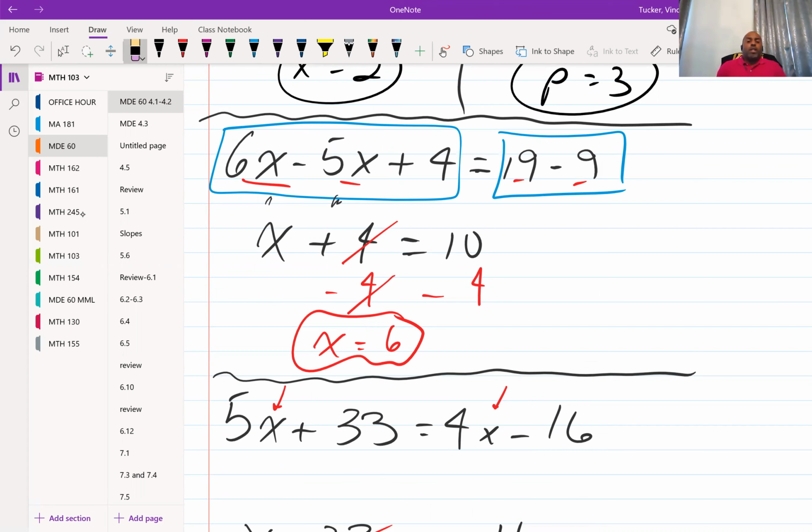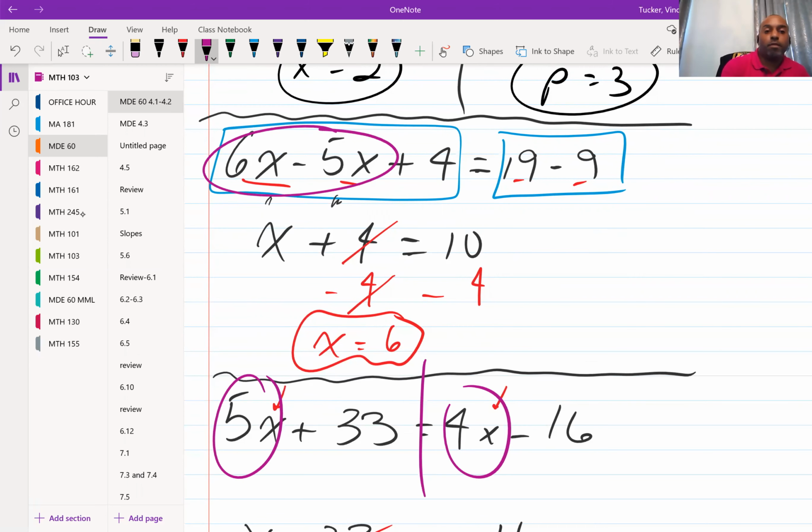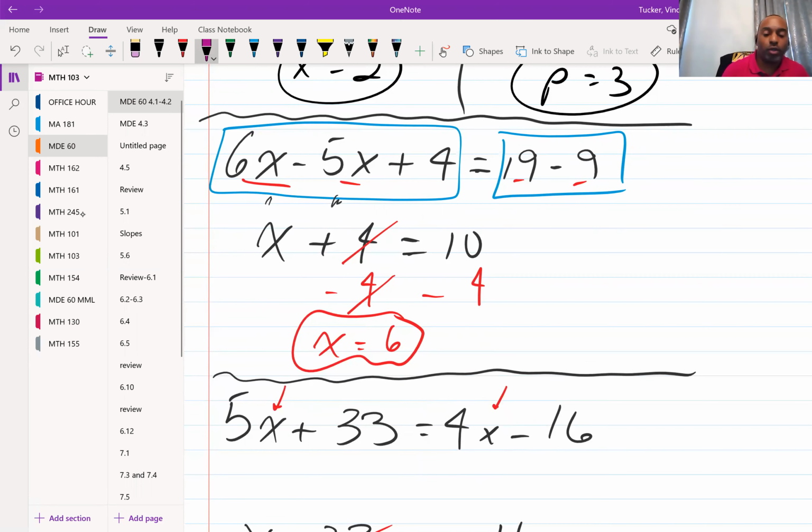Okay. Next one, we have 5x plus 33 equal to 4x minus 16. So notice the difference between this one and the last one. This one, we have 5x and 4x. We have our two x terms on different sides of our equal sign. Last time we had them both on the same side, so we can just easily combine them. So it wasn't a big deal, but this time we have them both on different sides of the equal sign.